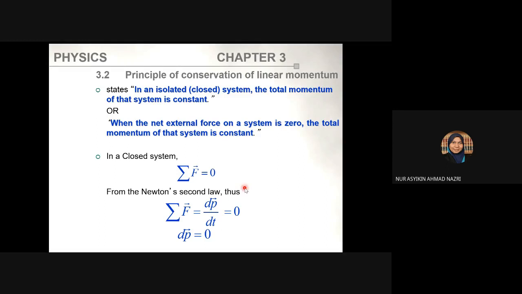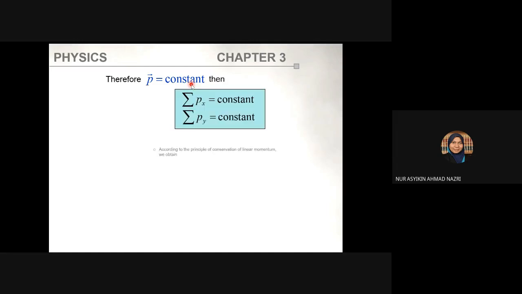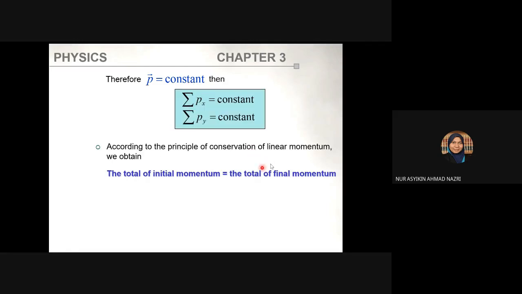Okay, so dia tak sama macam tadi kita belajar ada impulse kan. So impulse is change of momentum. Okay, but for this case kita consider satu system. So satu system tu the net force equal to zero, then the change of momentum akan equal to zero. Therefore, your momentum akan constant, which is maksudnya your before and after, okay, your total of initial momentum, okay, akan always equal to total of final momentum.